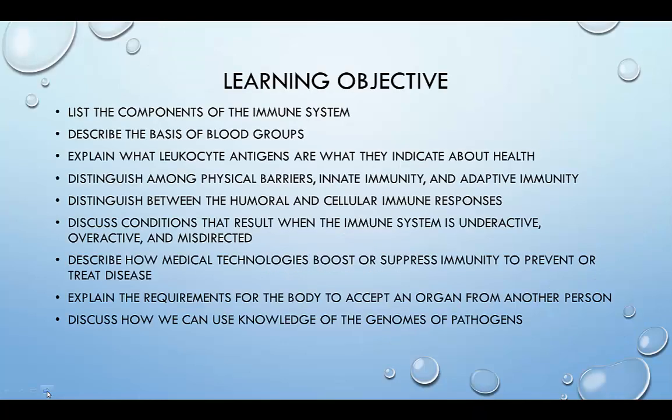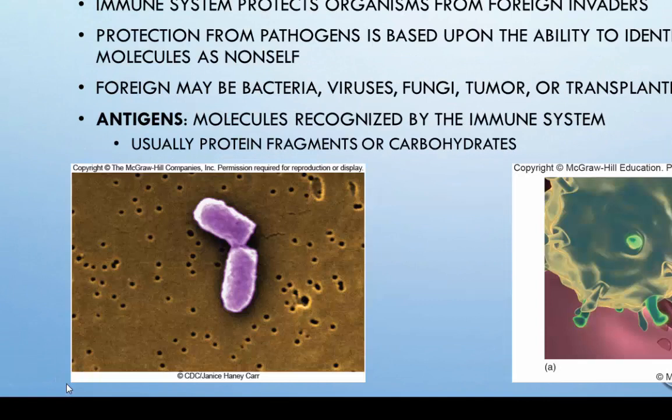So some of the learning objectives are that we're going to talk about some of the components of the immune system. We'll look at basic blood group typing. We'll look at leukocyte antigens. We'll look at some physical and innate immunity and adaptive immunity. We'll look at the difference of humoral and cellular immunity, and maybe some conditions where the immune response is underactive, overactive, or misdirected. And we're going to talk a little bit about transplants.